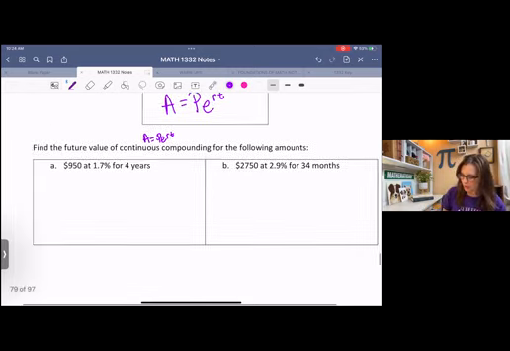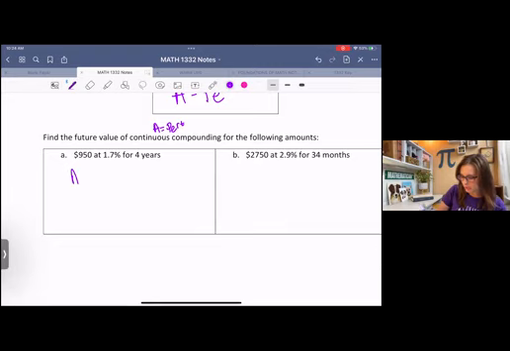So we have 950 deposited at 1.7. I'm going to convert that to a decimal, for 4 years. And then you just type that in and see what it comes out to.